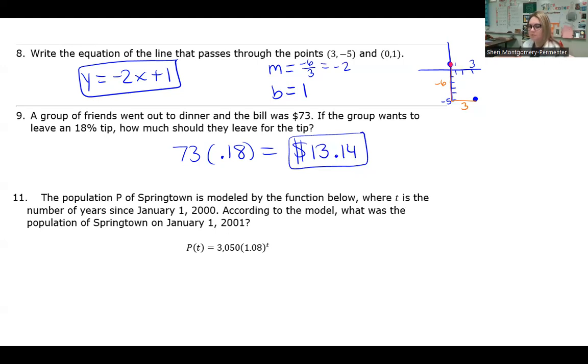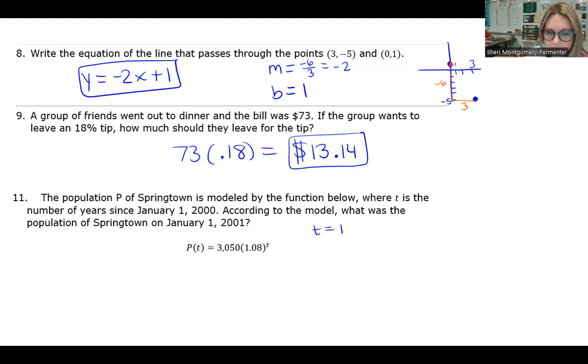We're going to skip down to the bottom and do the last question, and then we'll come back and do question number 10. The bottom question says that the population of Springtown is modeled by the function below, where T is the number of years since January 1st, 2000. According to the model, what was the population of Springtown on January 1st, 2001? What do you think the T stands for in this problem? Yeah. So from 2000 to 2001, how many years is that? I agree. T is equal to 1.